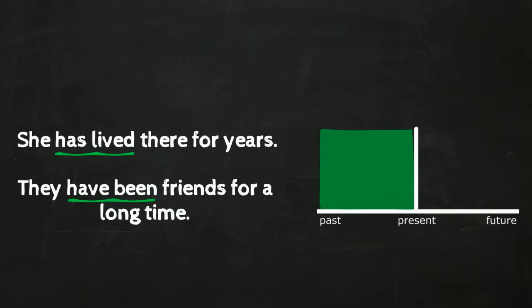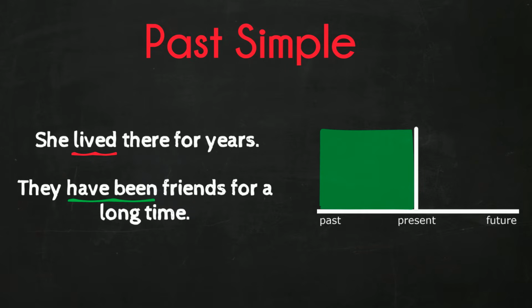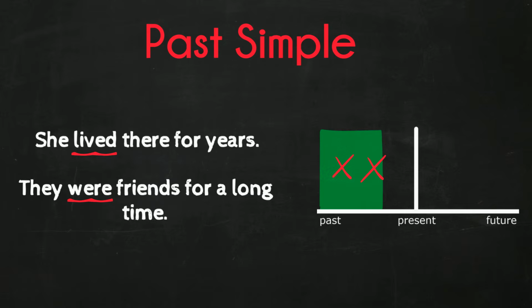If we used past simple, the meanings would be very different. She lived there for years. Now she must live somewhere else. They were friends for a long time. Their friendship began and ended in the past.